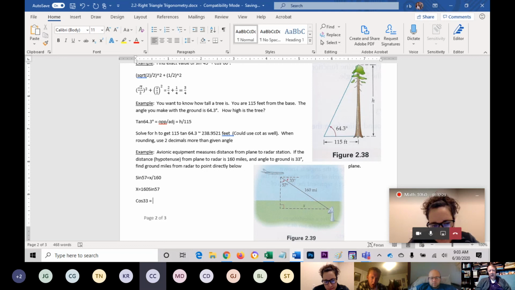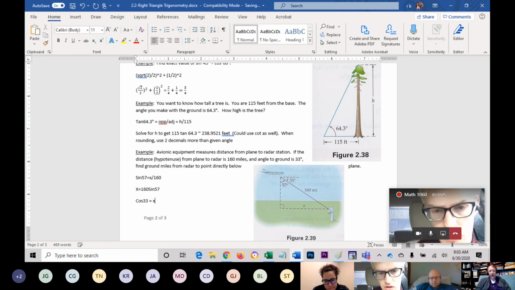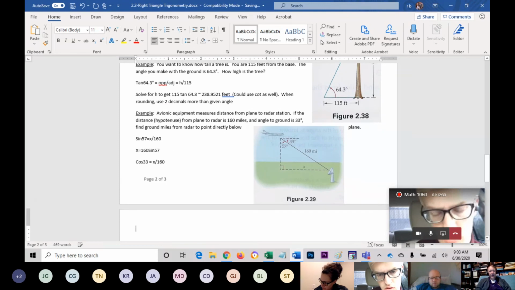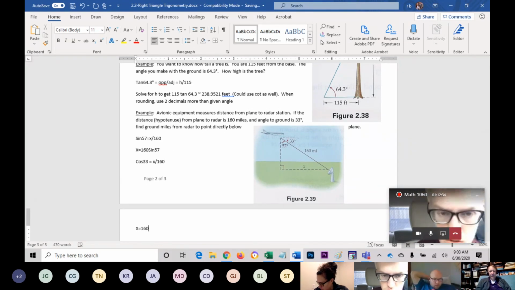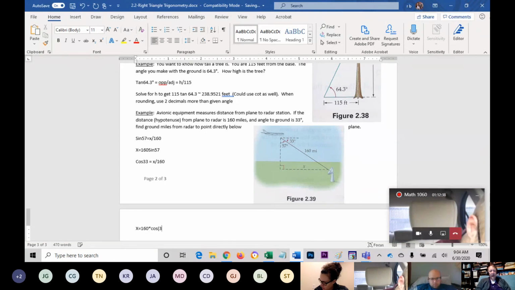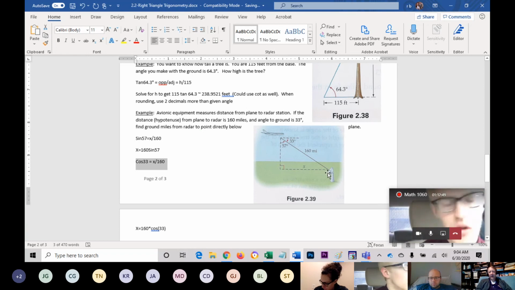Equals x over 160, right? And so in this case, we could say that x equals 160 times the cosine of 33. Okay, so you can use either a sine to do this, or you could use the cosine to do it, depending on whether you're measuring it from the plane or from the radar station. That makes sense?